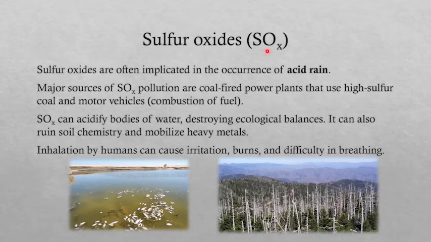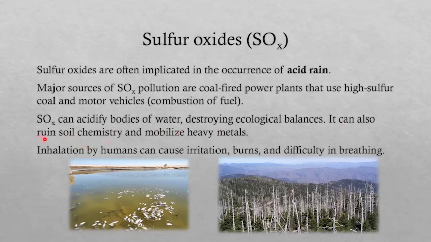SOx is what we call an acid gas because when this combines with water, you form an acidic water. SOx can acidify bodies of water, destroying ecological balances. This can result in fish kills, as shown here, and can also result in the proliferation of a single species in an aquatic ecosystem that is very dangerous to a balanced ecosystem. It can also ruin soil chemistry and mobilize heavy metals.